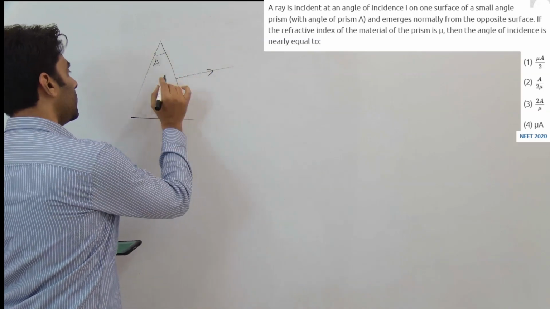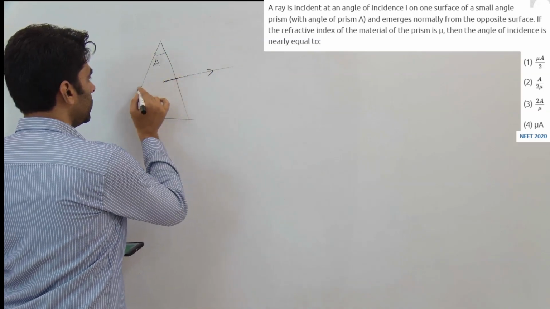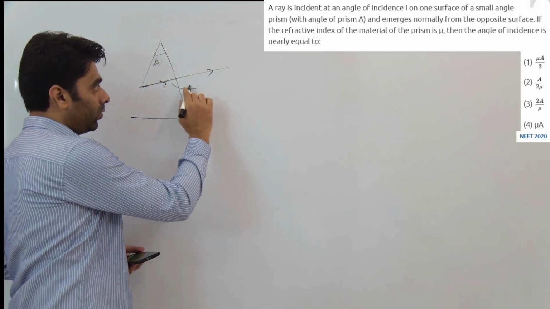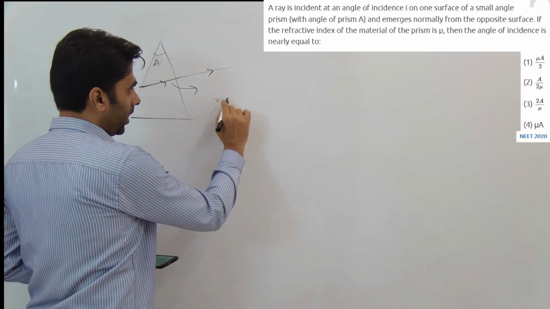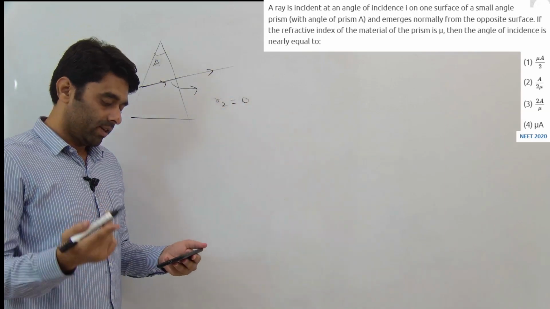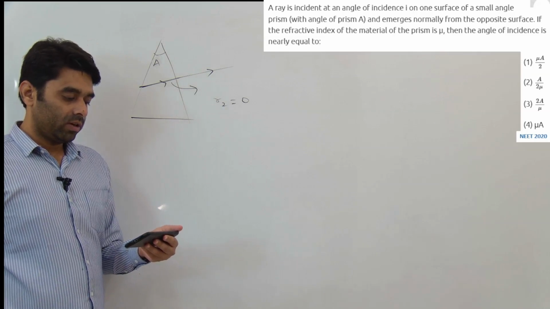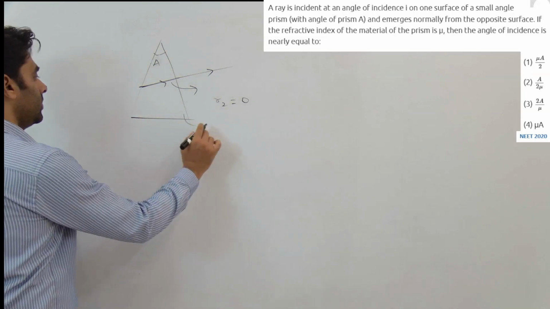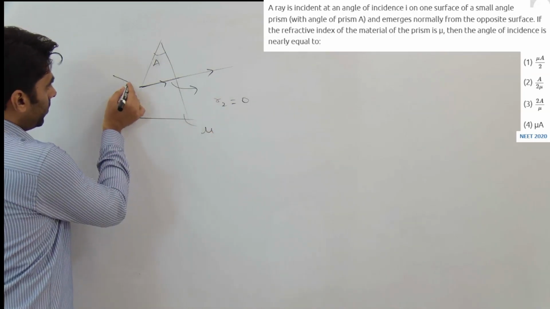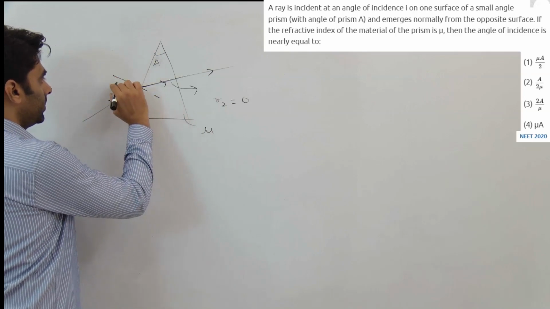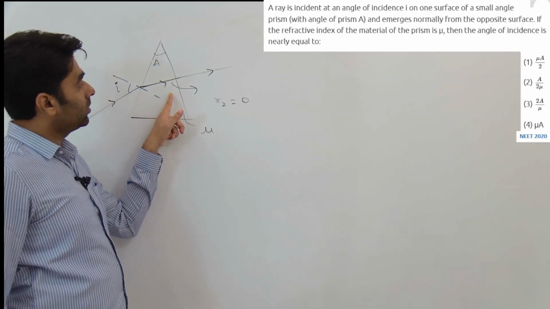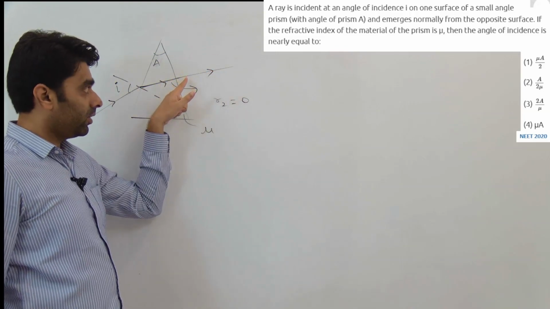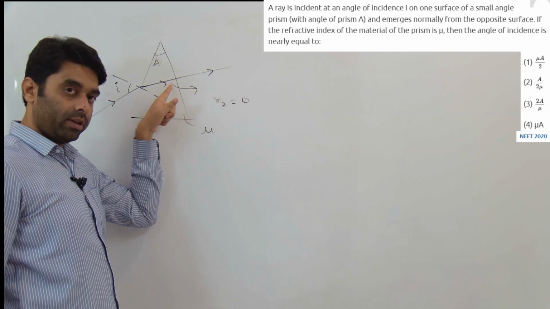So if it is emerging normally, that means the angle of incidence at the second surface, this one, R2, if you remember the derivation for the prism, R2 value will come out to be 0. Next it says, if the refractive index of the material of prism is mu, the angle of incidence is nearly equals to. This is given to us as mu. We have to find out the angle of incidence, let's say this is our angle of incidence i. Now R2 is 0. How did we get R2 as 0? Because it is emerging out normally, the angle of emergence is 0, so the angle of incidence over here will also be 0.